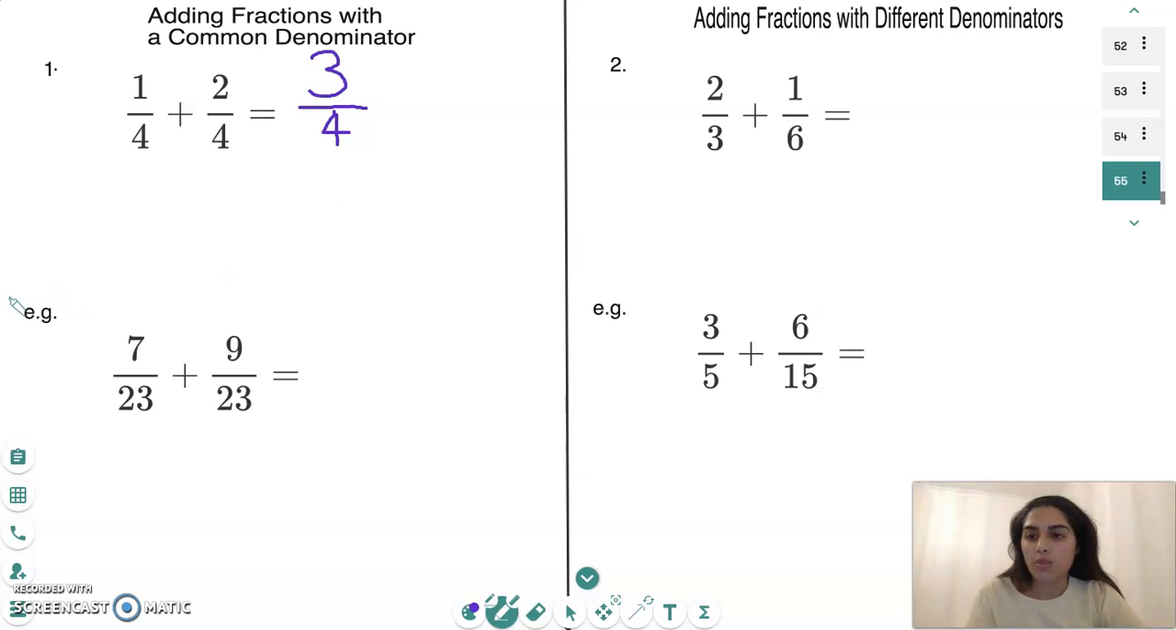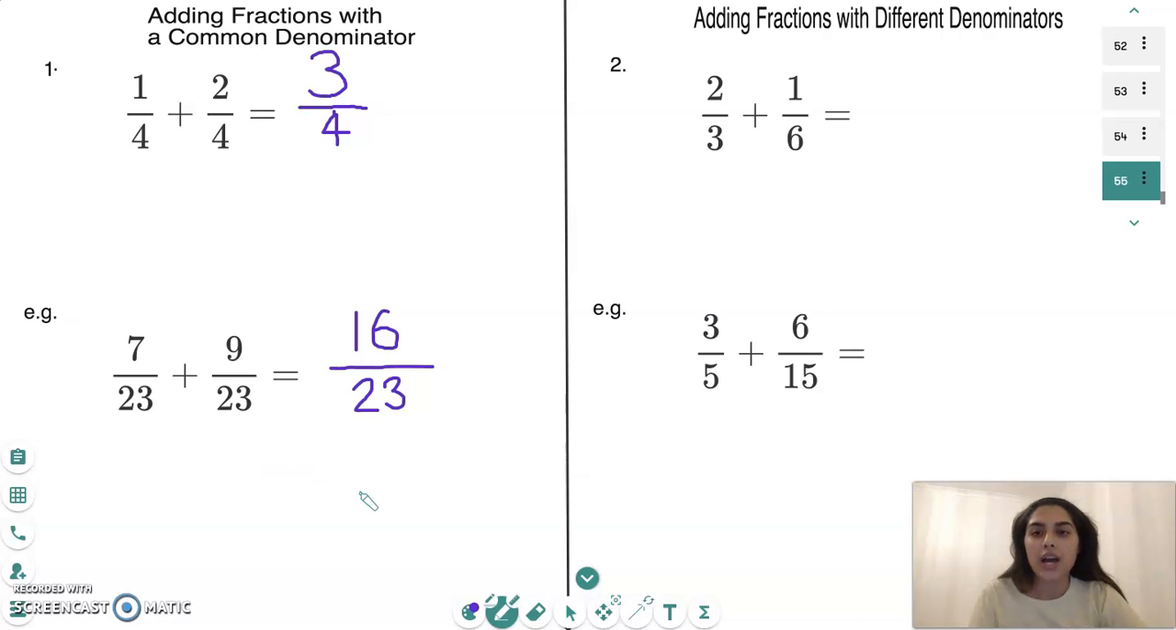So let's move on to the example at the bottom. What can we see here? Well done. The denominators in both of these fractions are the same. So we can simply go ahead and put 23 as our denominator in the answer. Put the divide line. So what do we do? Can you remember? Excellent. You add 9 plus 7, or 7 plus 9, same thing, and you get 16 over 23. 7 over 23 plus 9 over 23 equals 16 over 23.